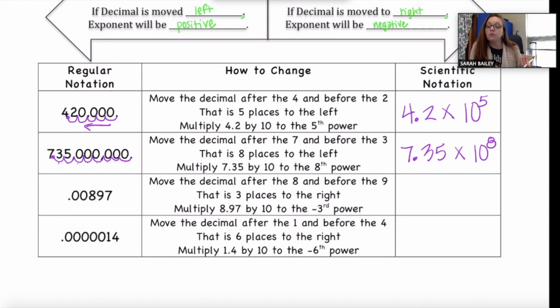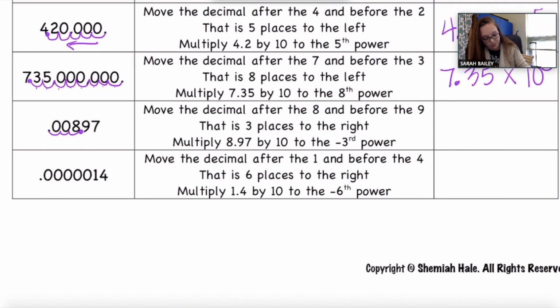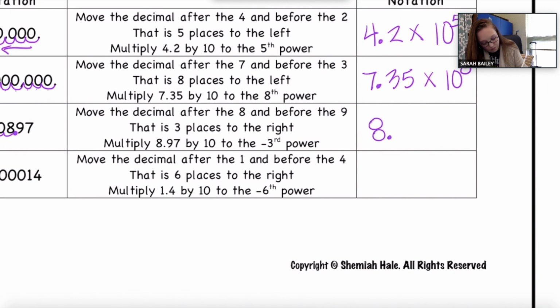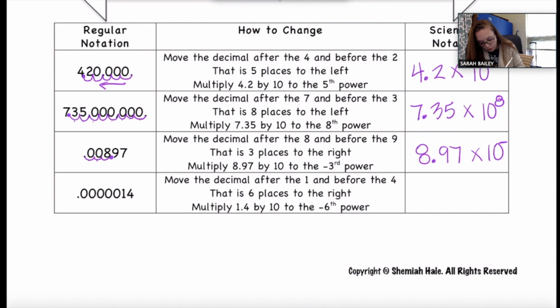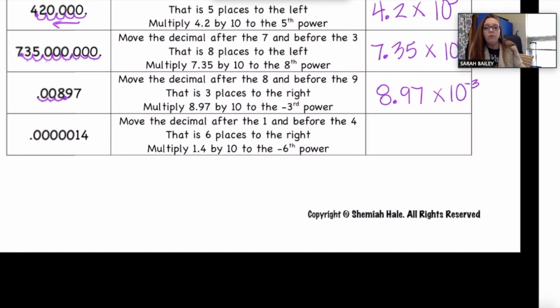All right, now let's try a small number. So first I'm going to move my decimal point until it's between the 8 and the 9. So I'm going to write 8.97 times 10. Now I moved my decimal point to the right, so that's going to be a negative exponent. And I had to move it 1, 2, 3 times to the right, so it's times 10 to the negative 3rd power. And actually, let me erase that and write it a little bit more clearly. There we go.